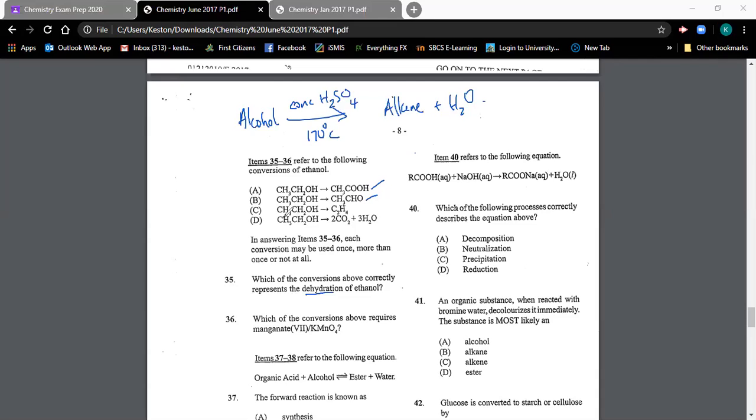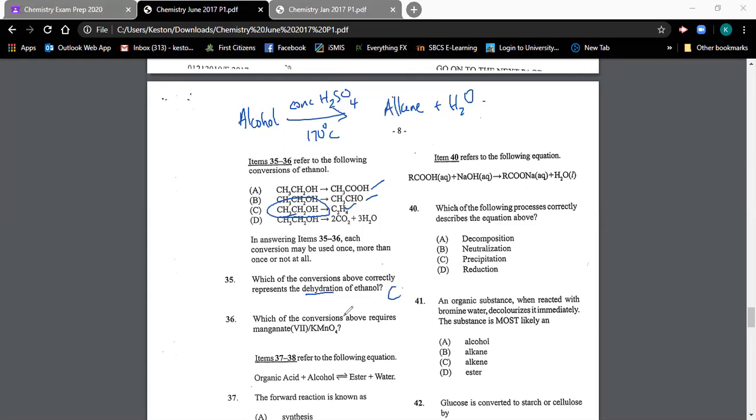But when you dehydrate the alcohol, this would be a more suitable answer. You're definitely going to get alkene. The last one wouldn't work because that's when you burn the alcohols. You're going to get energy, carbon dioxide, and water. Right, so 35 is C. You get the alkene.